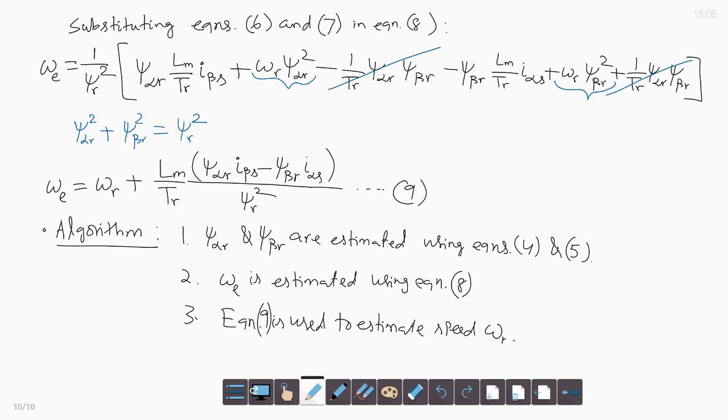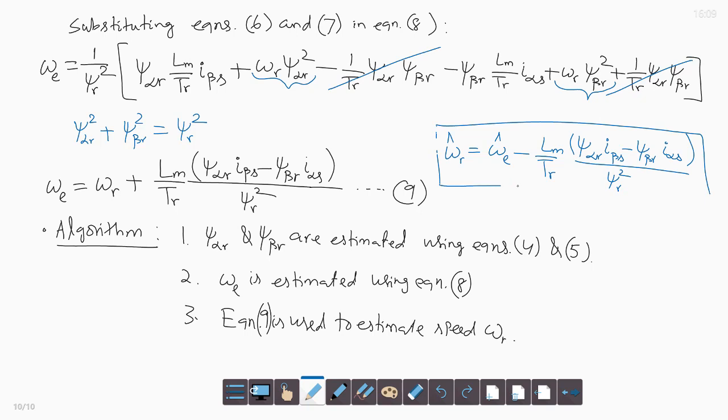So, we have finally you can write omega r estimate is omega E estimated, which is done using equation 8, minus Lm by Tr into psi alpha r we have already estimated into I beta s minus psi beta r into I alpha s divided by psi r square. So, this is the equation 9. So, using this equation speed is estimated. So, this is the speed estimation scheme using direct synthesis from state equations.